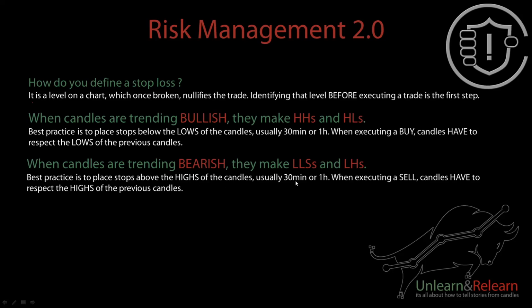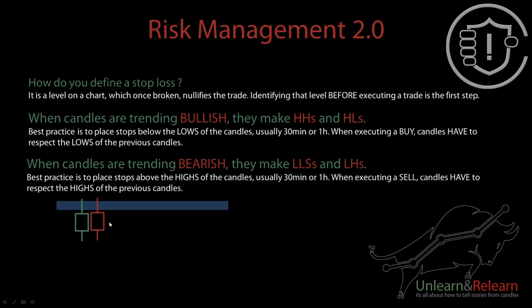Above the highs of the candles, usually on the 30-minute or the 1 hour. When executing a sell, candles have to respect the highs of the previous candles. So when we look at an example here, let's say you have a resistance up over here, and you have a candle that's moving bullish at resistance. This is when we don't want to take a sell because candles are bullish right now. So what we want to do is wait for a bearish candle to form.